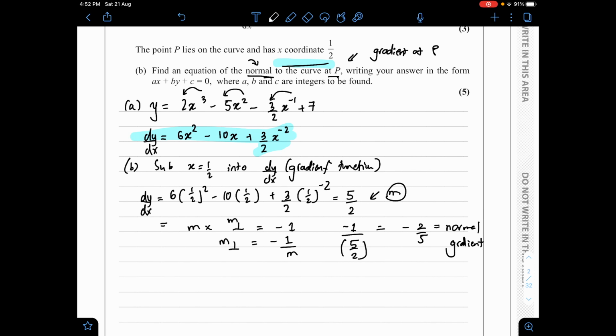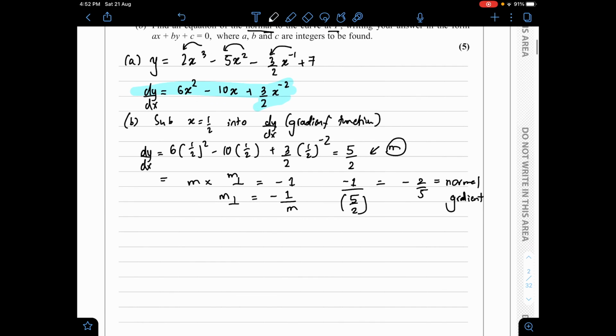We got the gradient. In order to find an equation, we use y minus y1 equals m bracket x minus x1. But we only have x equals a half. We do not know what the y coordinate is. So what do we have to do? We have to substitute into our original y. So that's over here. I'll just change color. So that's this equation over here. So all we have to do is just substitute.